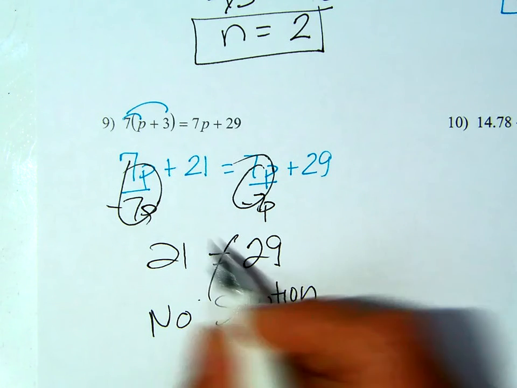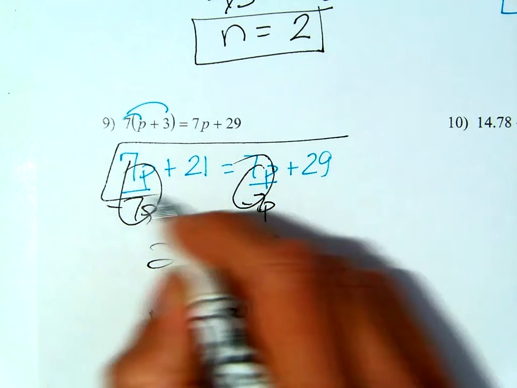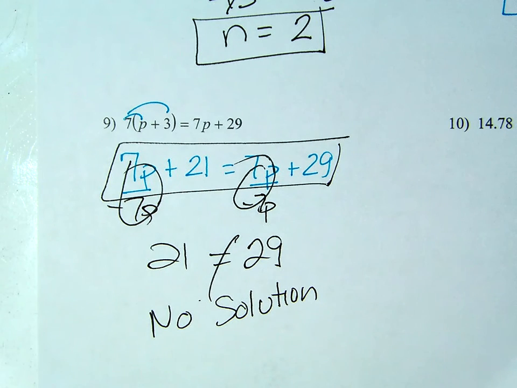Remember, you don't have to do this. If you recognize right here that the 7p's are the same on both sides, you can stop there because 21 doesn't equal 29. You don't have to do this extra work if you notice it. So keep that in mind.